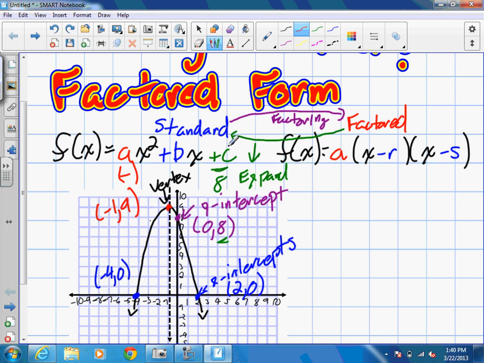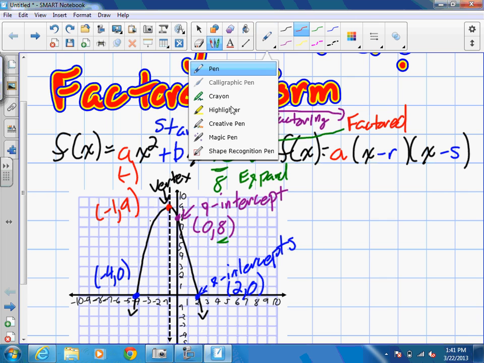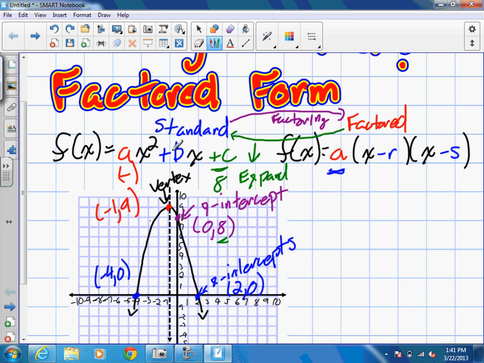Now, in our factored form, we have an A, and we also have that in the standard form. Those should be the same number for what we're doing here. Okay? Our R and our S are actually our intercepts. Okay? So we're going to take those two intercepts.